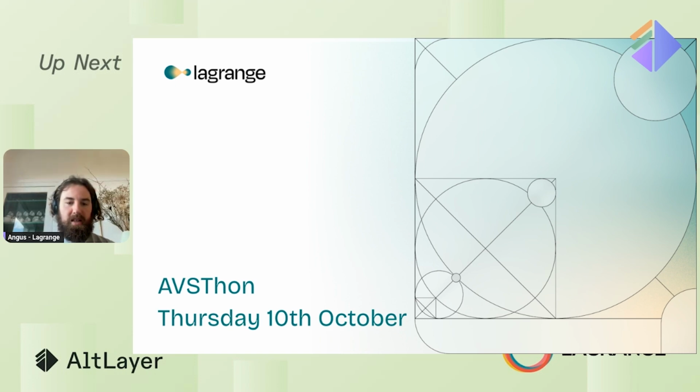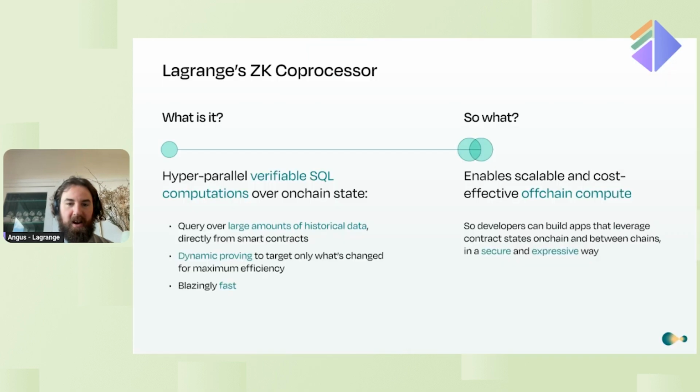So, what is Lagrange? Lagrange is a collection of different protocols. There is a proving network where people can generate ZK proofs for people who need them generated. There is something called state committees, which can generate state proofs. And the third one, which is what we will be getting people to build with during the AVSthon, is called the ZK coprocessor. These things are all related in ways, but we're mainly focusing on the ZK coprocessor today.